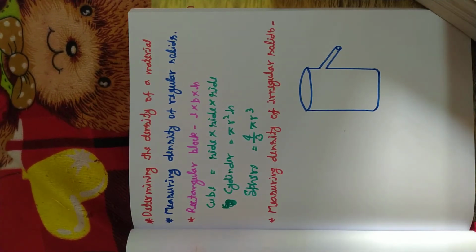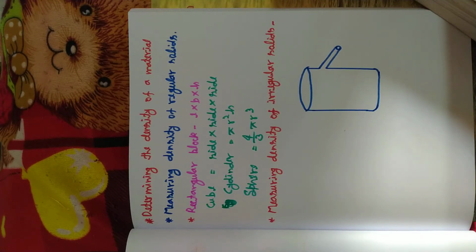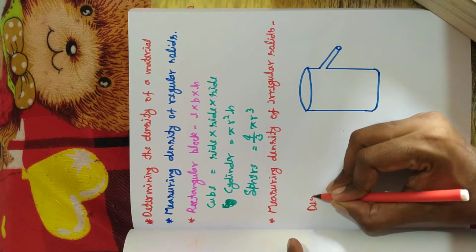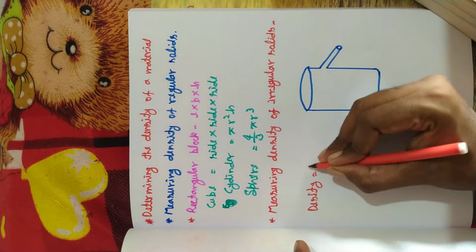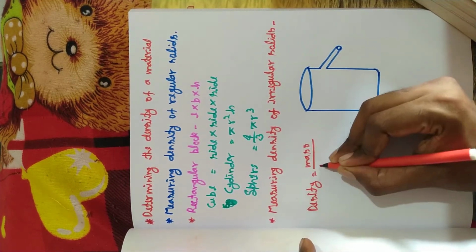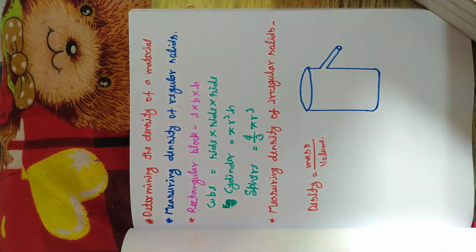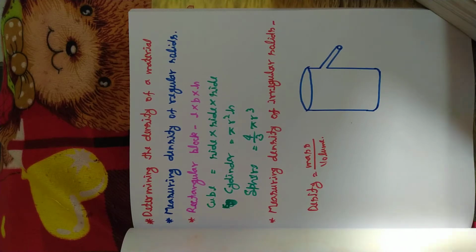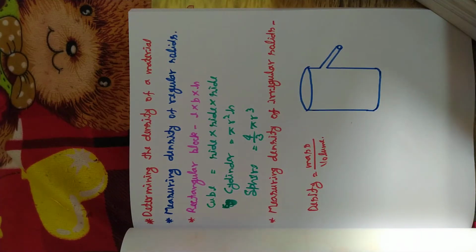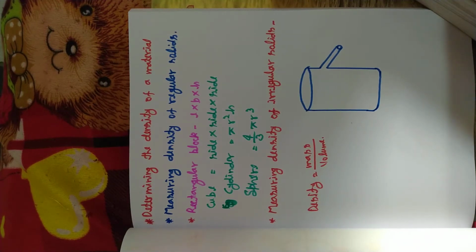And we also discussed that density is a derived quantity because the formula of density is equal to mass upon volume. So we can say that density is formed by two physical quantities, mass and volume. And volume is formed by length, because volume is equal to length into width into height. So we can easily understand that density is a derived quantity.